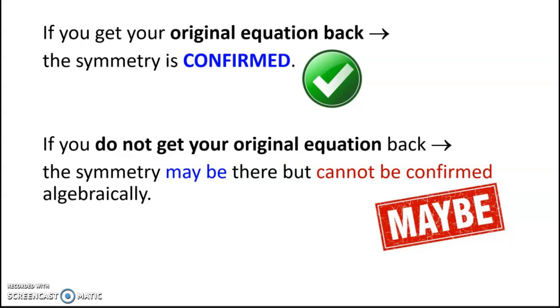For these types of problems, usually the instructions are to identify which types of symmetry exist, and then you're given a list of the 3 types and a none of the above, and you check the ones that work. We're going to look at 4 examples.